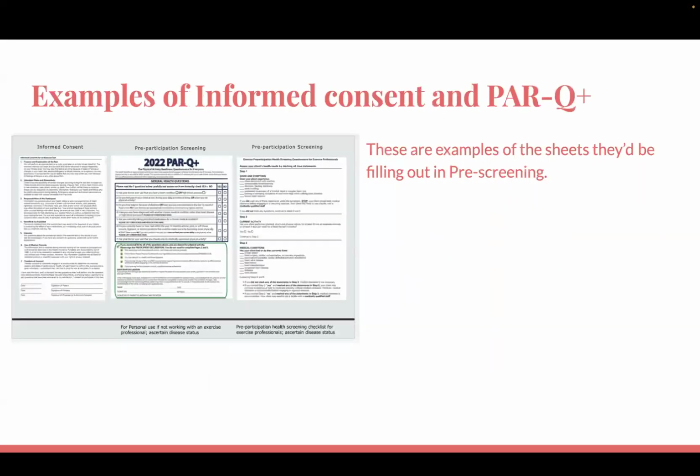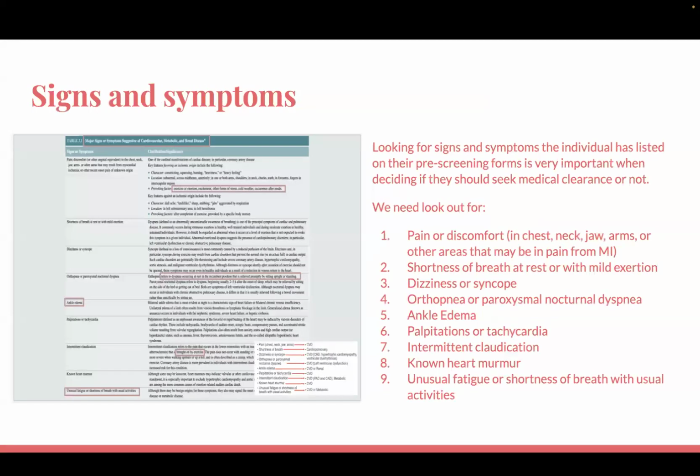So these are examples of informed consent and PAR-Q. These are sheets that you guys have probably seen before, but this is what they look like when individuals are filling these out. And then we want to look out for signs and symptoms from their pre-screening forms. So there's 9 of them we generally want to look out for. Those consist of pain or discomfort, shortness of breath at rest, dizziness or syncope, orthopnea, ankle edema, palpitations or tachycardia, intermittent claudication, known heart murmur, or unusual fatigue or shortness of breath with usual activities.